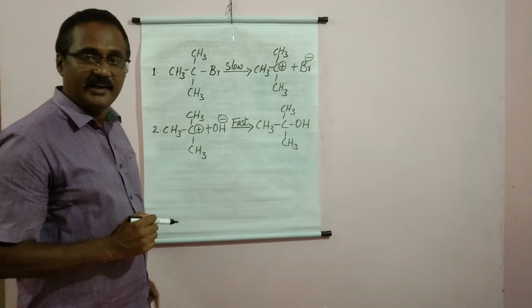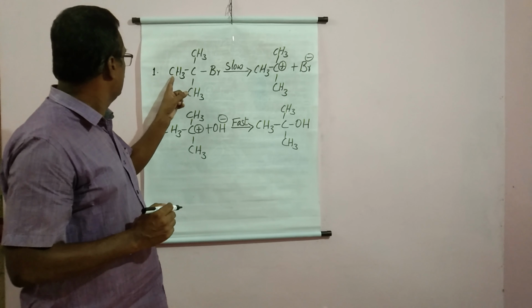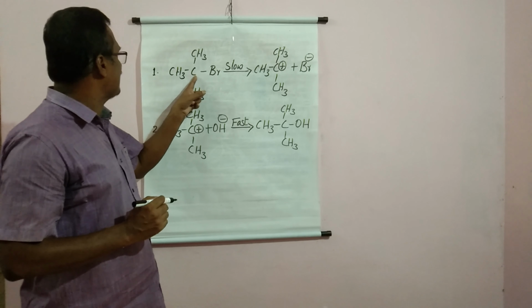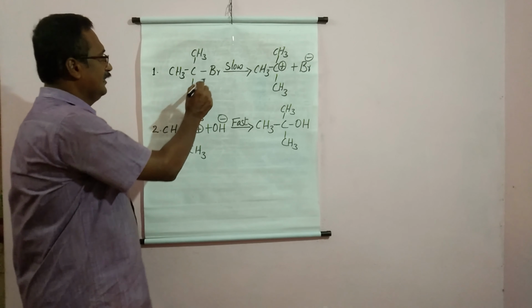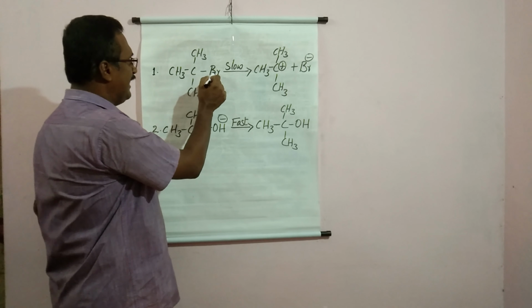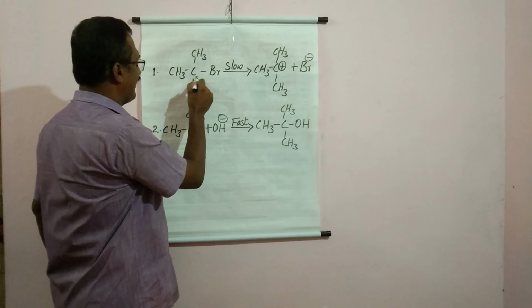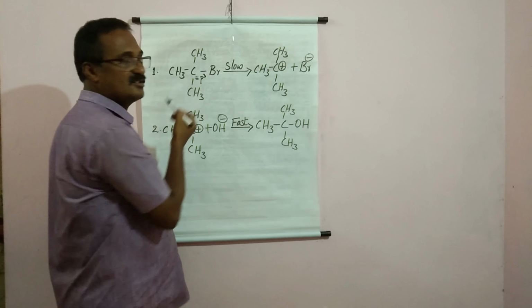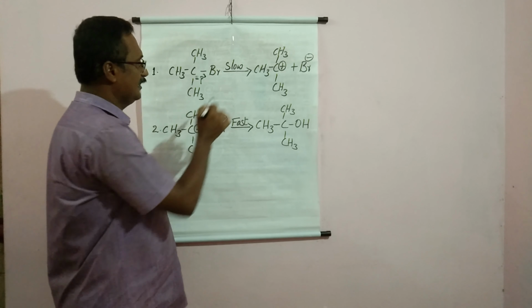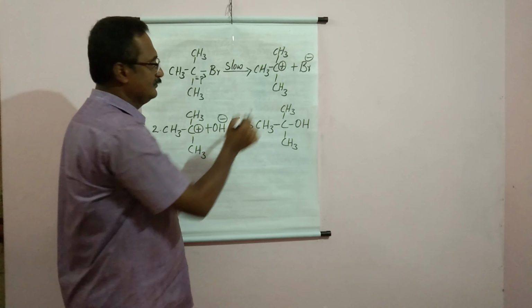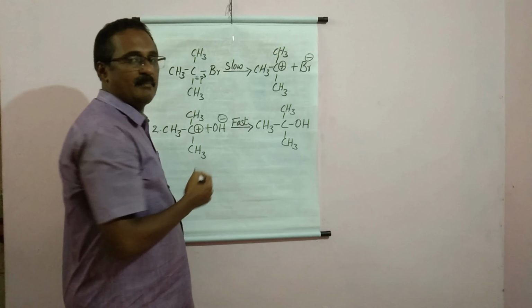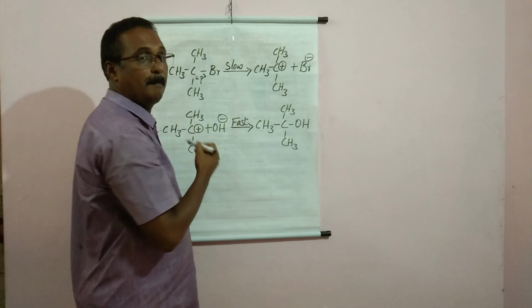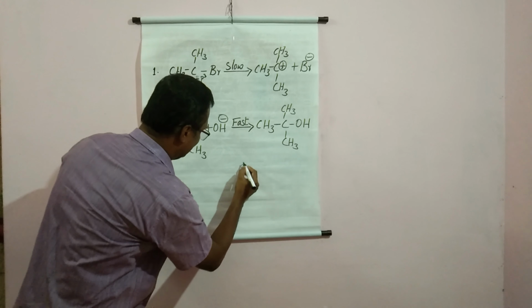In alkyl bromide, this carbon atom is sp3 hybridized. That is, the carbon atom to which the bromine atom is attached is sp3 hybridized. That is, this is tetrahedral. But in the carbocation, that carbon atom acquires sp2 hybridization, which is planar.